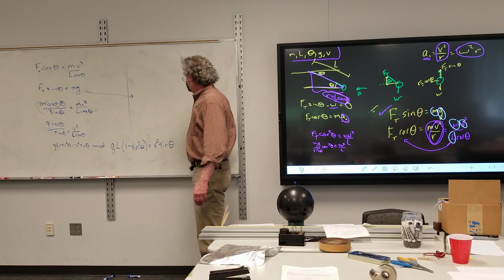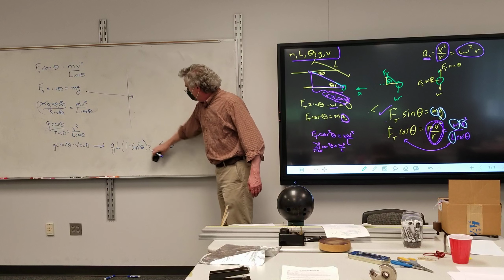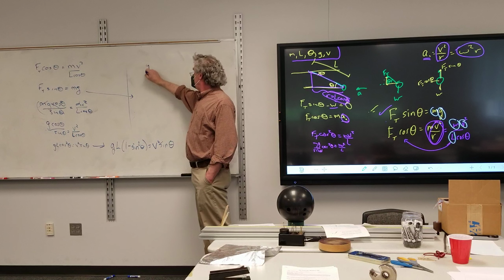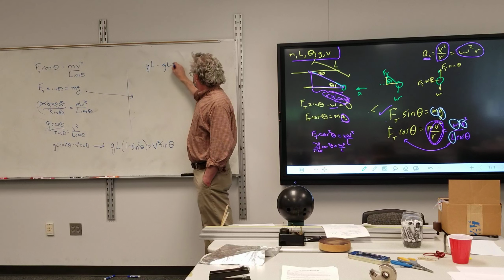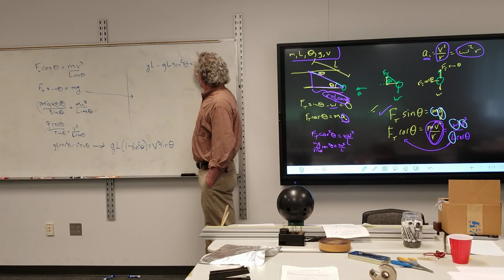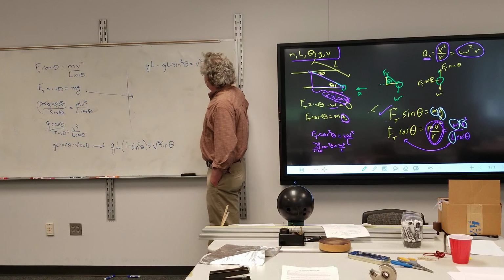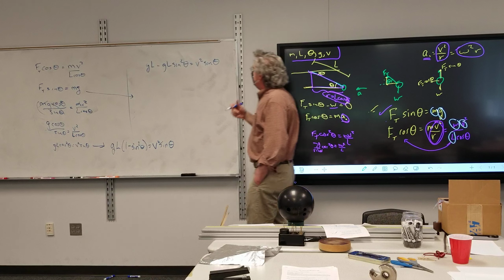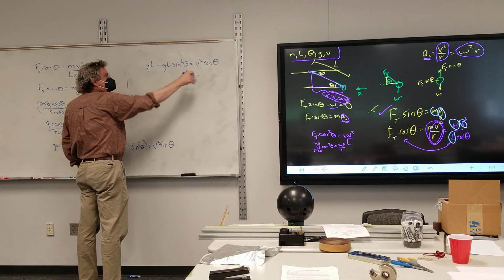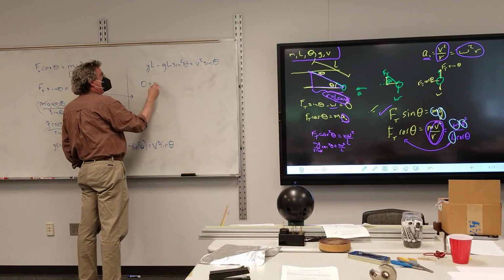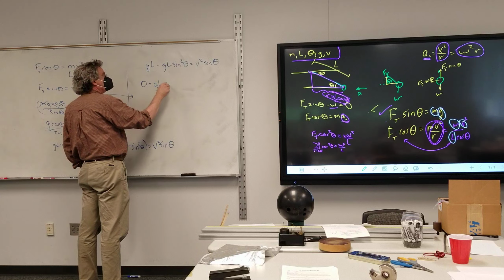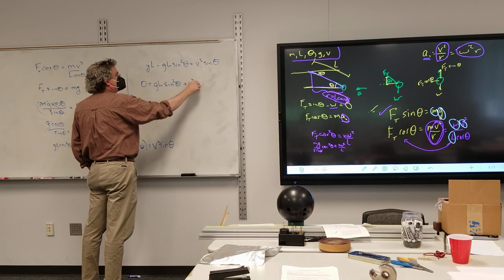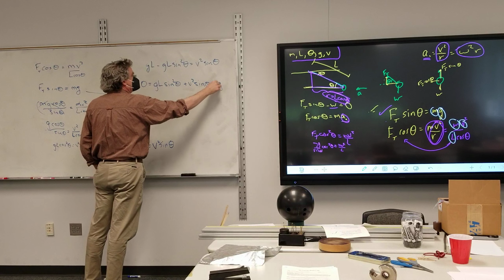Is that a V squared? That's a V squared. Distributing, I get GL minus GL sine squared theta is equal to V squared sine theta. In essence, I've got a quadratic here. Taking everything over to the right side, I have 0 is equal to GL sine squared theta plus V squared sine theta minus GL.